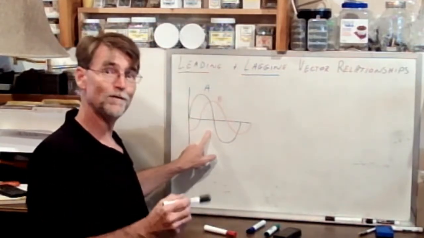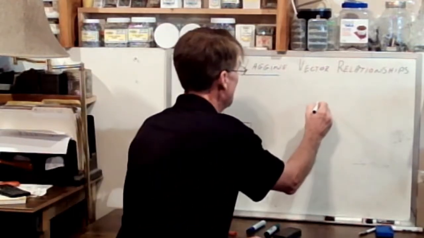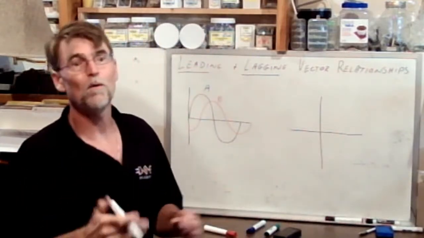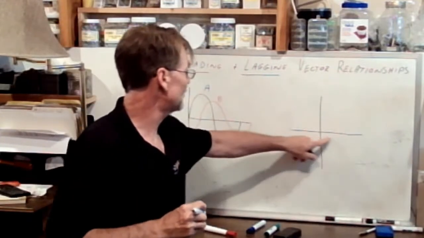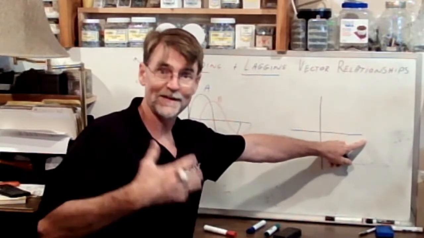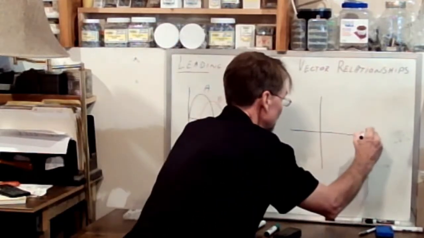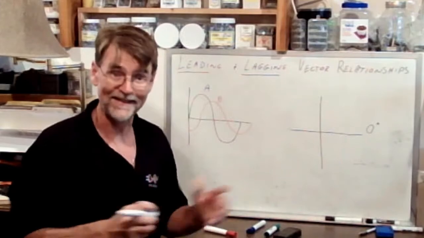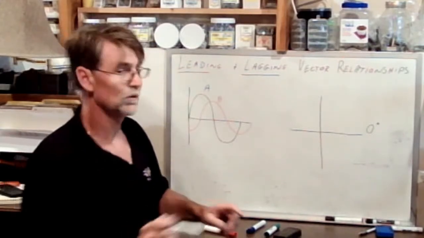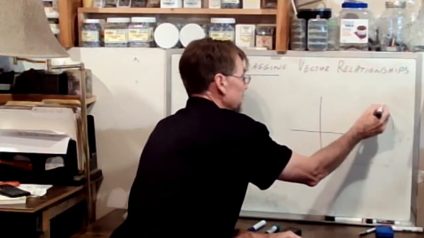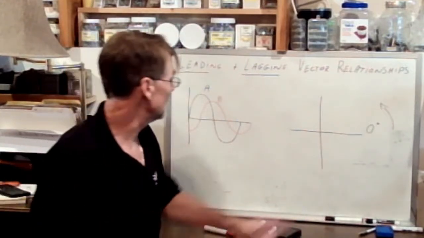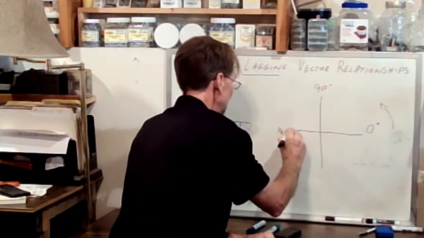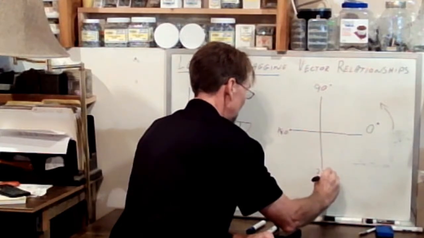So let's graph a couple of vectors that are going to represent these two waveforms. First thing I want to underline is the fact that the horizontal plane to the right is our starting point. We're going to call this 0 degrees. So that's always going to be our 0 degrees. That's our reference point. That's where we begin. From there we're going to rotate in a counterclockwise direction. So that is forward rotation, which means this is 90 degrees, this is 180 degrees, and this is 270 degrees.